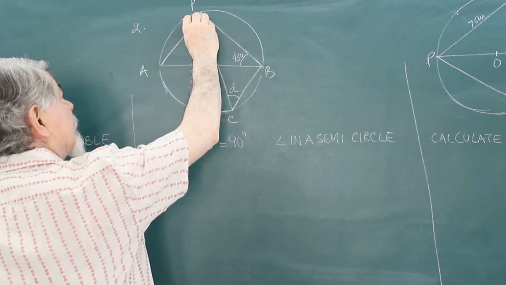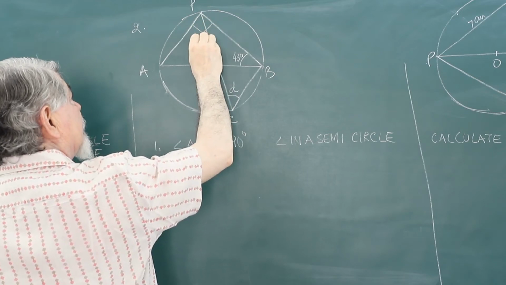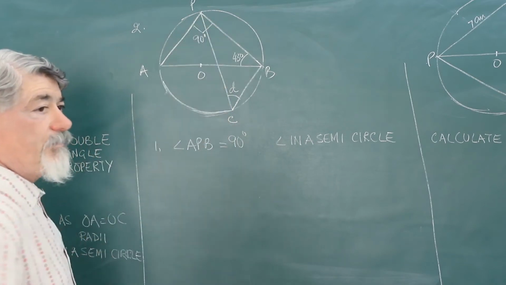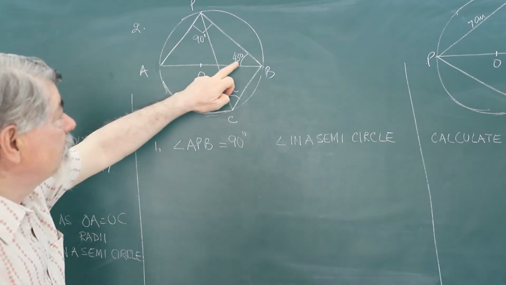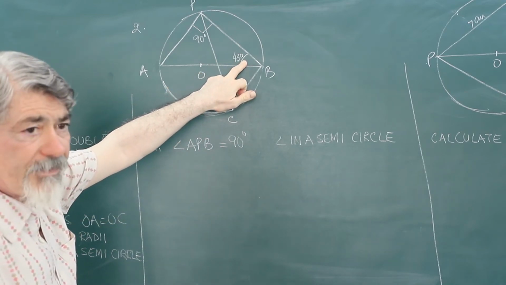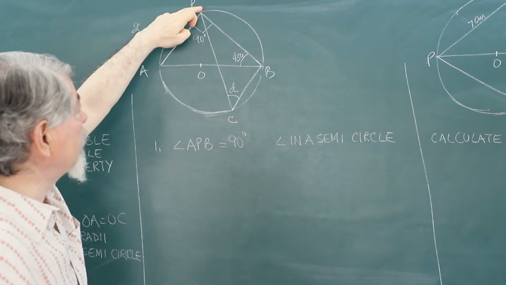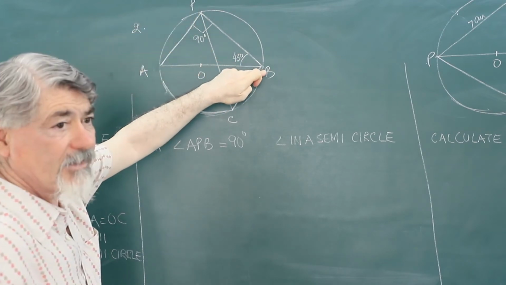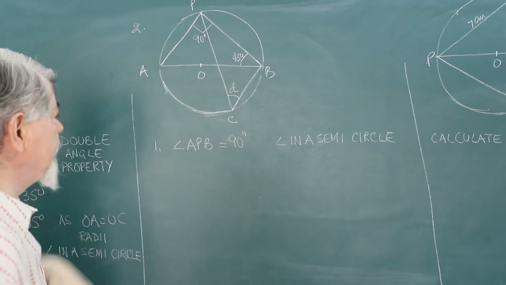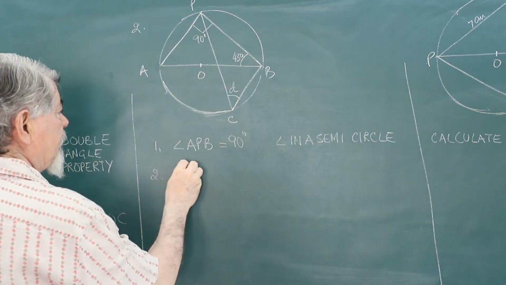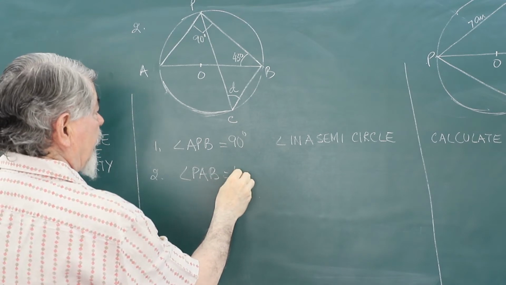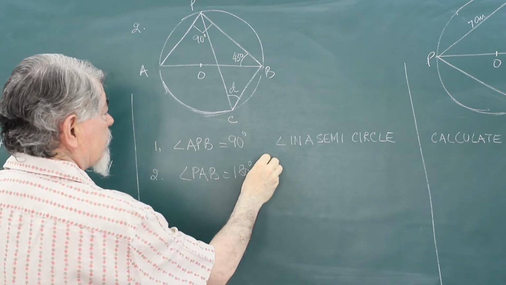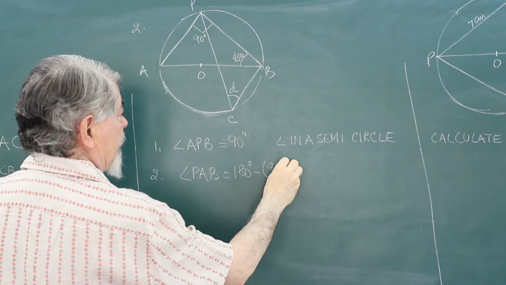So this angle comes out to be 90 degrees. APB is 90 degrees. This angle is given as 45 degrees. So I can calculate angle PAB. How much will be angle PAB? PAB will be 180 minus 90 plus 45.